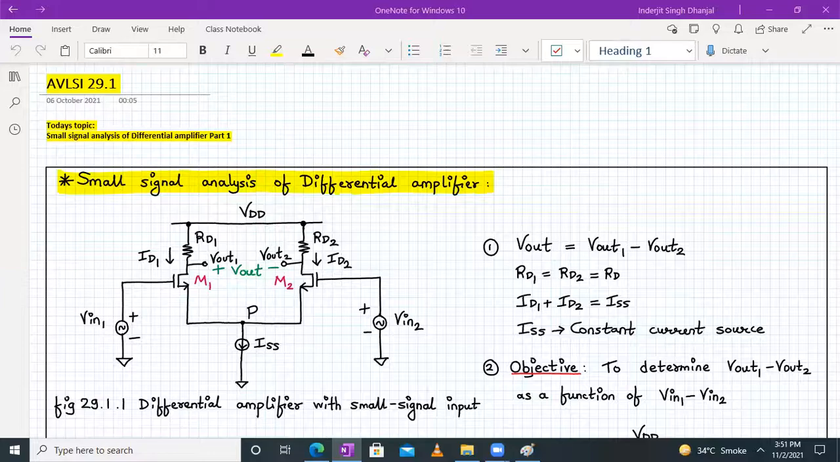Hello everyone, welcome to AVLSI lecture number 29.1. Today's topic is small signal analysis of differential amplifier part 1.